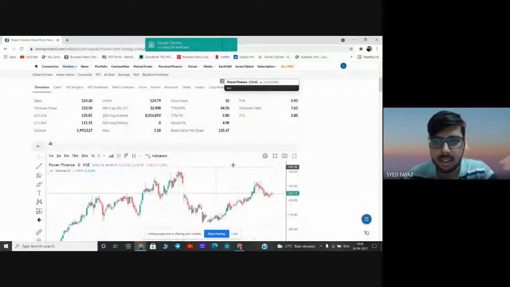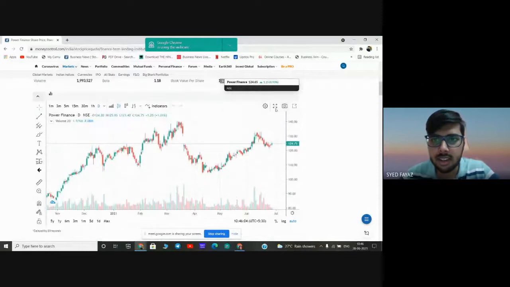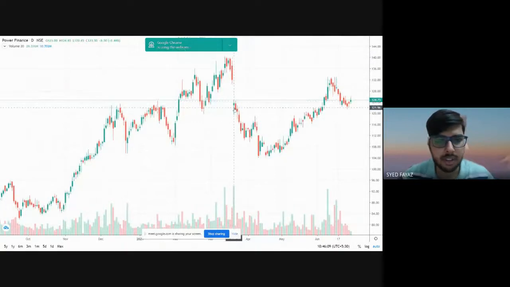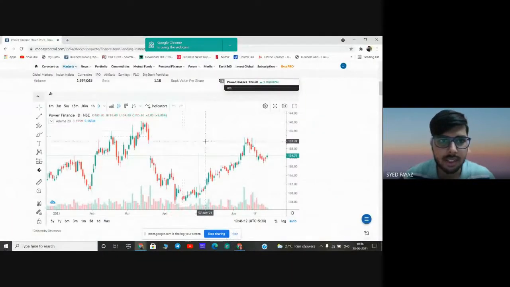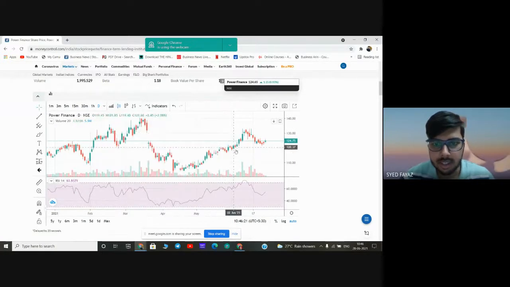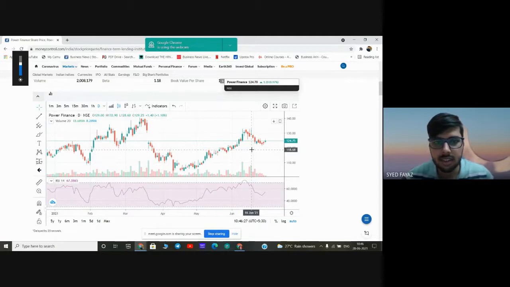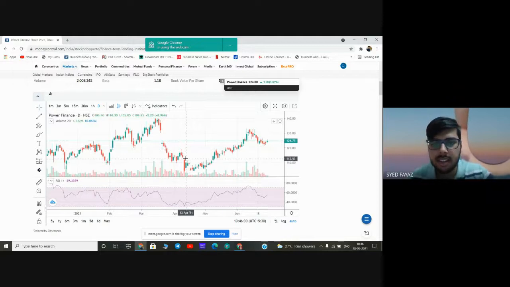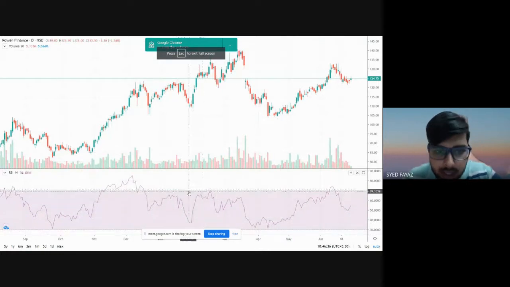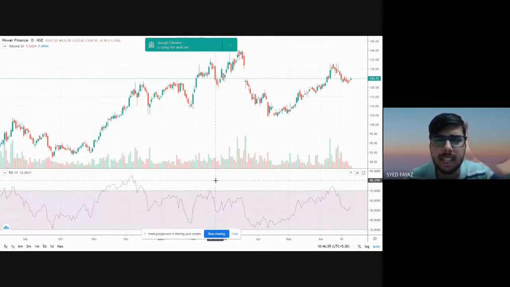As you can see, today we will be doing a technical analysis on Power Finance Corporation. Our first indicator would be RSI, the Relative Strength Index. It is over here like this. All the available indicators are based on the mathematical calculations of various professionals.